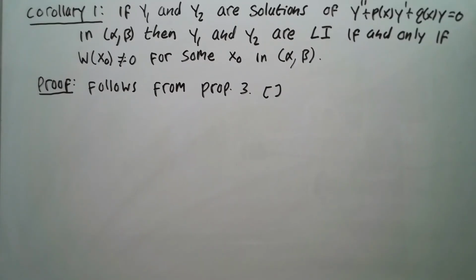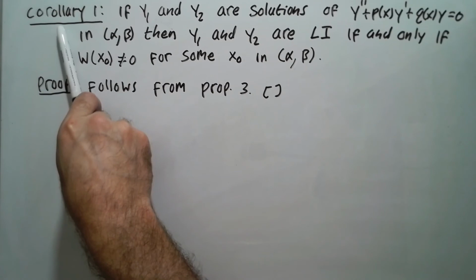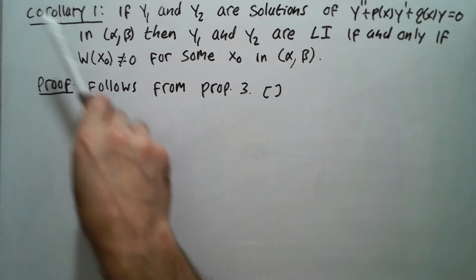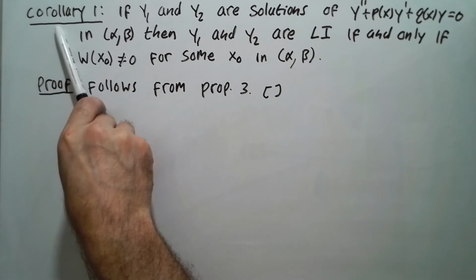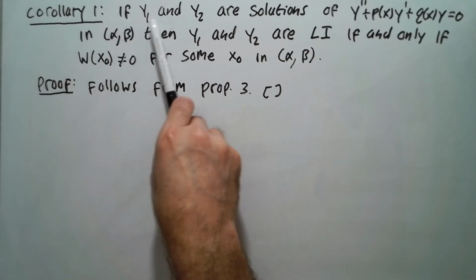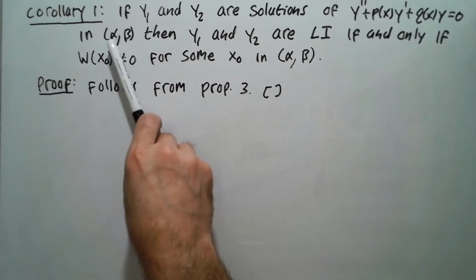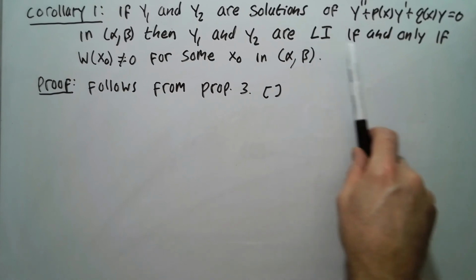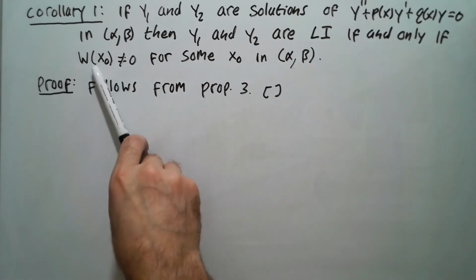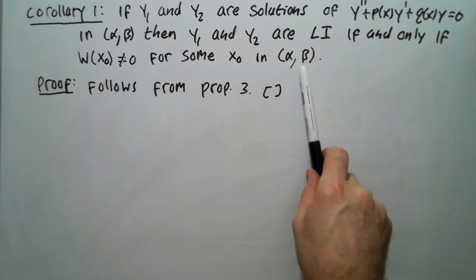Okay, so here's corollary 1. A corollary just means that it's something that follows directly from something you've already proved. It's going to follow from proposition 3. Let's read the statement here. If y1 and y2 are solutions of this differential equation on alpha beta, then y1 and y2 are linearly independent if and only if the Wronskian is not 0 for some point in alpha beta.